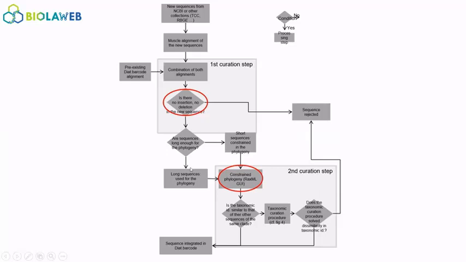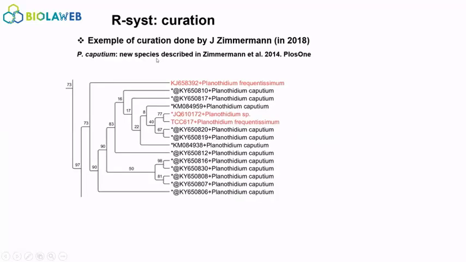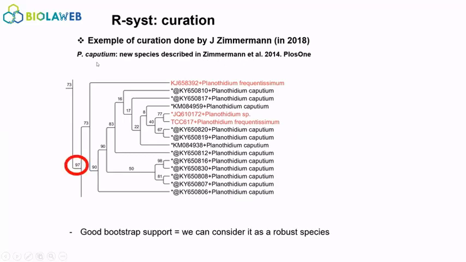And so this is the procedure that you can see in the paper. I'm not going to detail it, especially for those who are at the back of the room, since it's too small. But I'm going to give you an example of curation, which was done by Jonas Zimmermann, who works in Berlin at the Botanical Garden. It's a curation which was carried out on Planotidium. This is a part of a phylogeny, a tree.